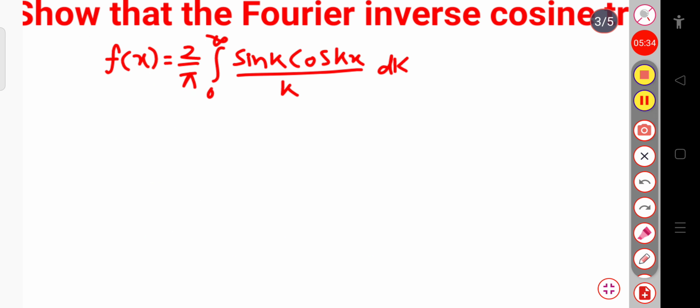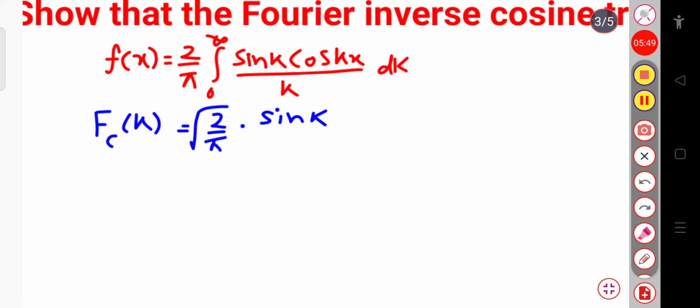So we are given that the Fourier cosine transform is root over 2 by pi into sin k divided by k. By considering this, we have to calculate f of x and show that it will be equal to this much.